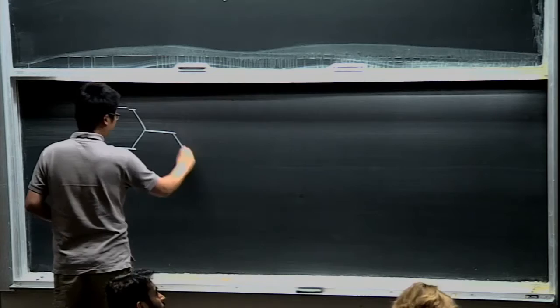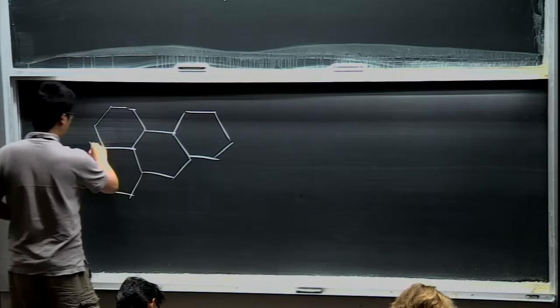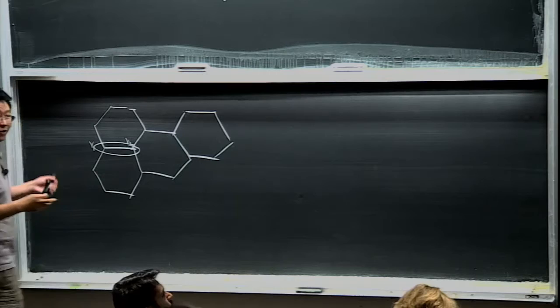So this is a honeycomb lattice of Majorana fermions. There's gamma 1 and gamma 2. So I can rewrite the whole model. I'm going to write the model in terms of gamma 1, gamma 2. But one can also rewrite the model in the following way.